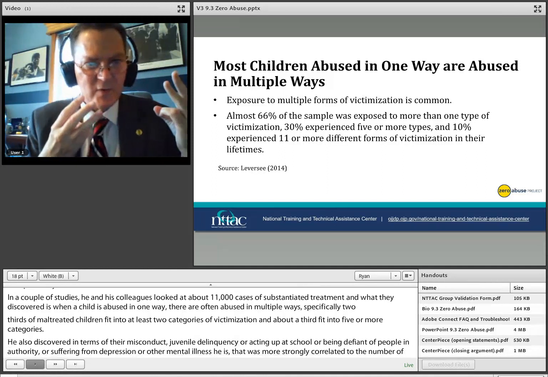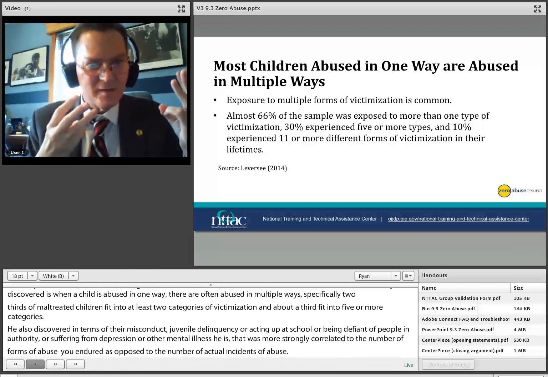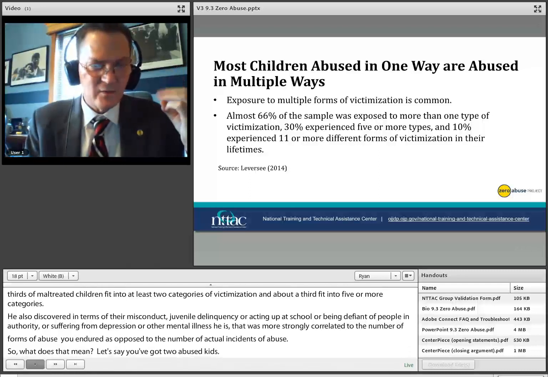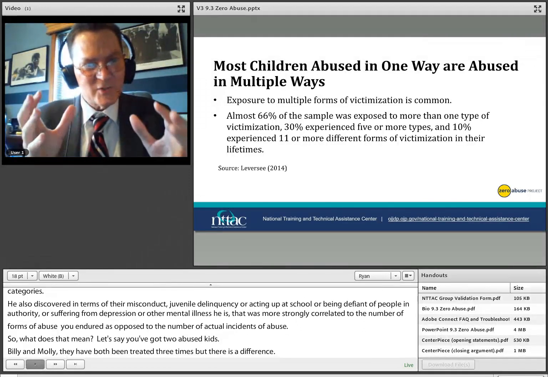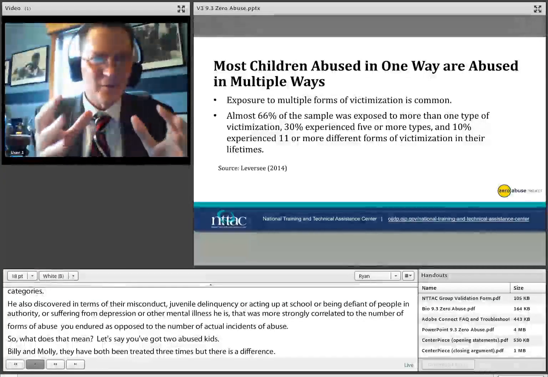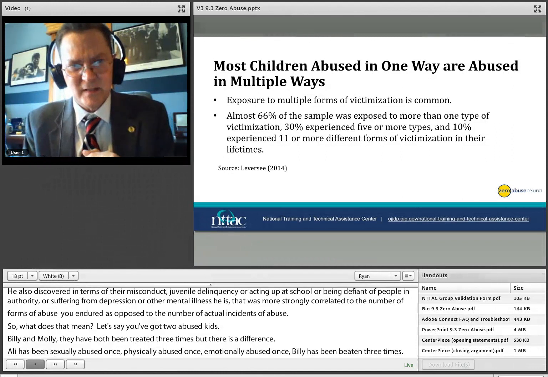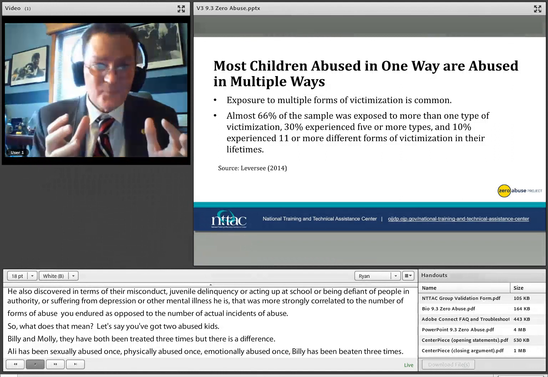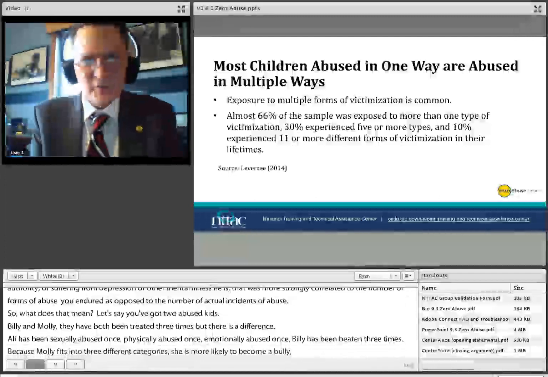So what does that mean? Let's say you've got 2 abused kids, Billy and Molly. They both have been maltreated 3 times, but there's a difference. Molly has been sexually abused once, physically abused once, emotionally abused once. Billy has been beaten 3 times. Because Molly fits into 3 different categories, she is more likely to become a bully. She is more likely to be a juvenile delinquent. She is more likely to be promiscuous. She is more likely to engage in concerning sexual behaviors.